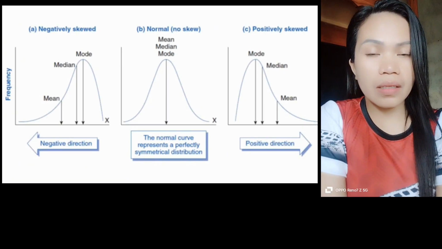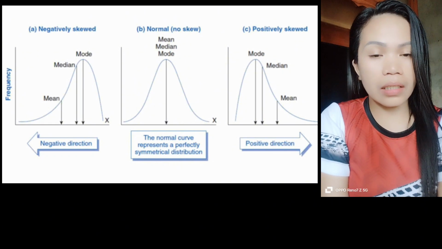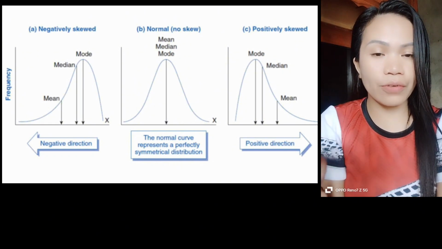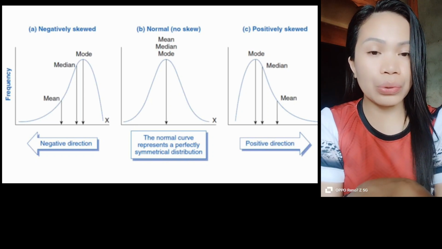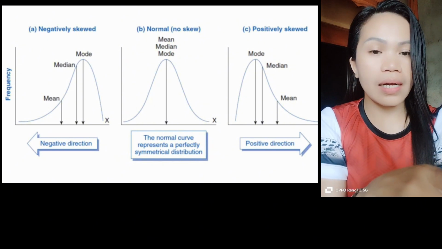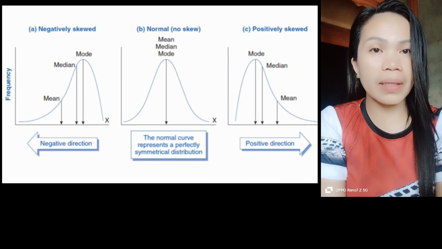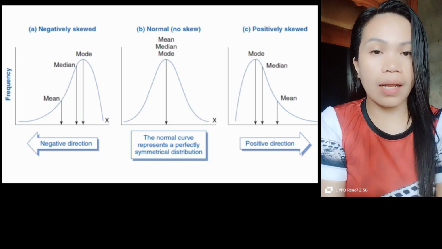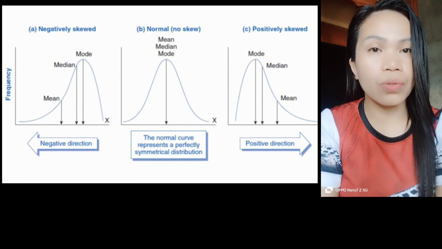Alright, as you can see in the picture, for the negatively skewed, the tail goes to the left of the distribution, while for the positively skewed, the tail goes to the right of the distribution, and the normal distribution is in the middle or equal. So this is the normal or no skew.